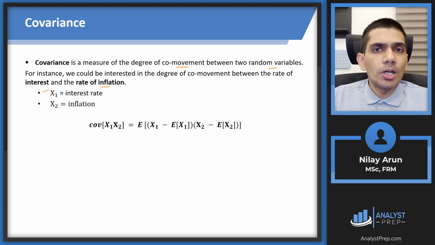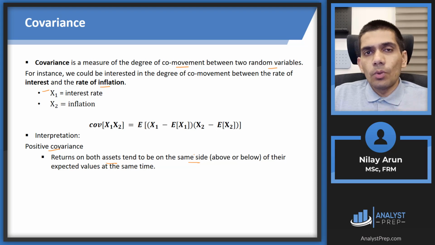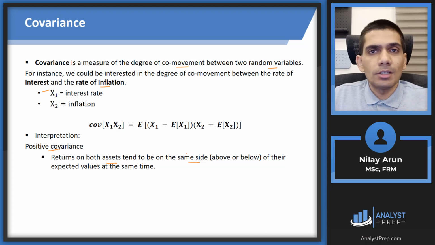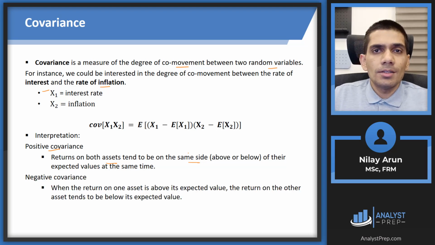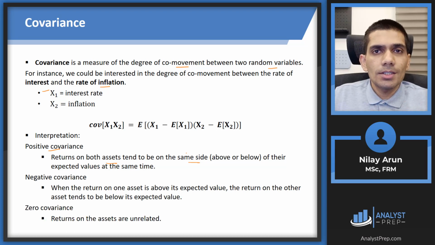Now, what is the interpretation of covariance? If you get a positive covariance, that essentially means that the returns on both the assets tend to be on the same side. Since we're benchmarking to the average, the expected value, both of them would be either above the average or below the average at the same time. That would be positive covariance. Negative covariance is the opposite: if one is above the mean, then the other one would be below the mean. What if you have zero covariance? That means that both the variables are unrelated. So that's what covariance is.